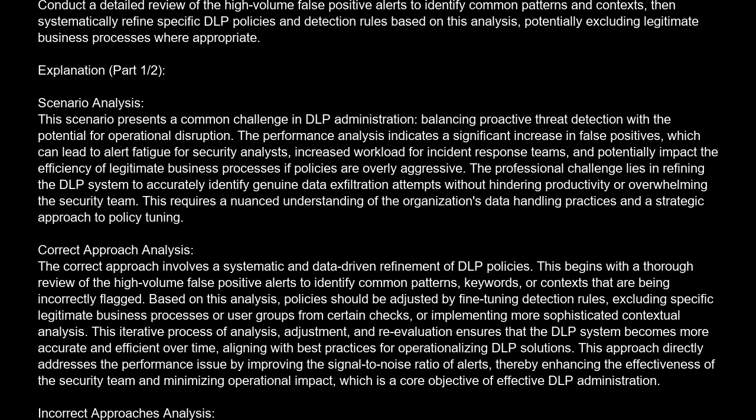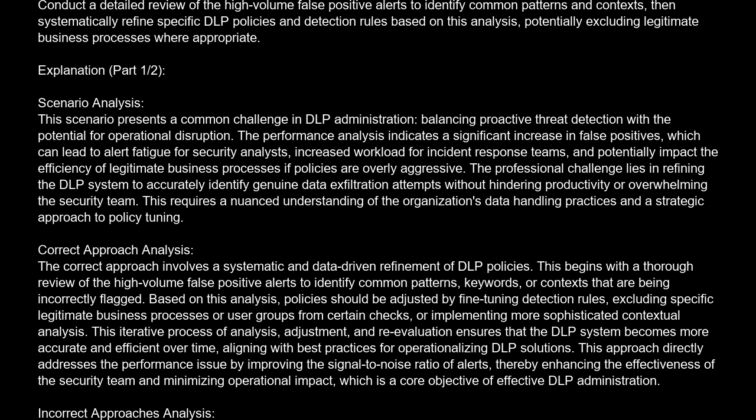This requires a nuanced understanding of the organization's data handling practices and a strategic approach to policy tuning. Correct approach analysis. The correct approach involves a systematic and data-driven refinement of DLP policies. This begins with a thorough review of the high-volume false positive alerts to identify common patterns, keywords, or contexts that are being incorrectly flagged. Based on this analysis, policies should be adjusted by fine-tuning detection rules, excluding specific legitimate business processes or user groups from certain checks, or implementing more sophisticated contextual analysis.